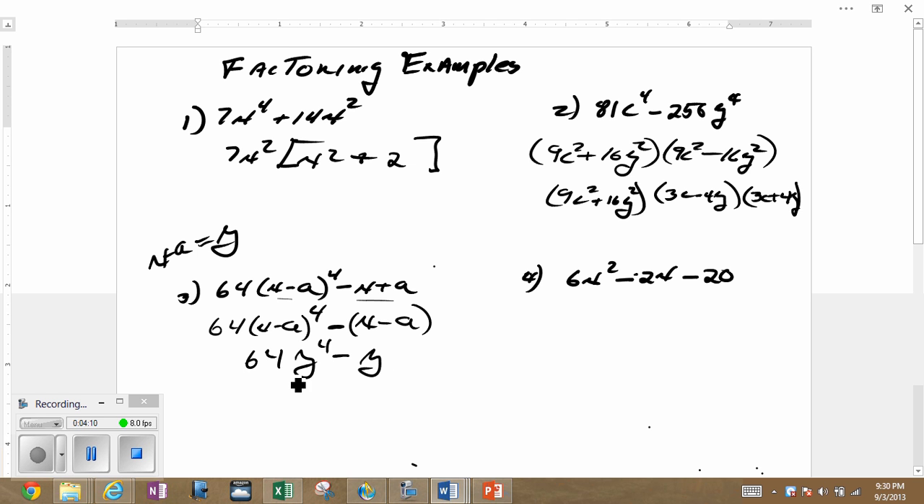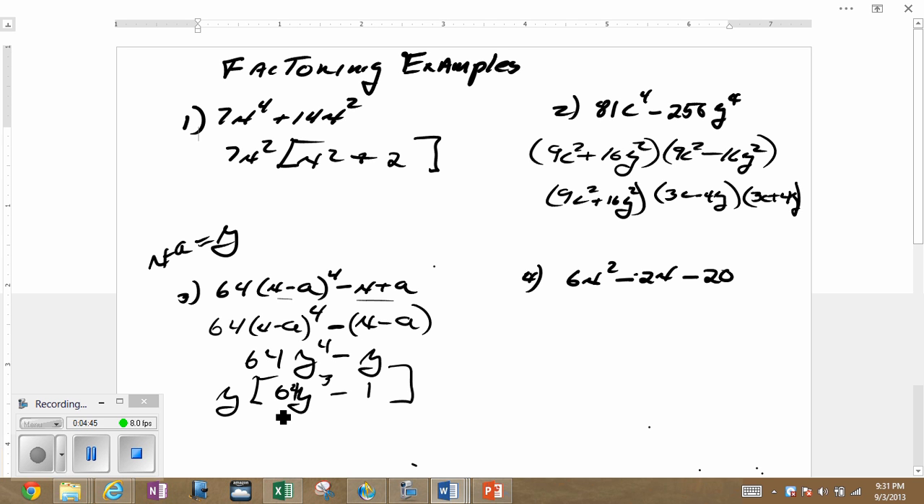Well, now we identify a common factor. If you identified it up here, fine. Didn't have to do the substitution. We pull out the y as a common factor. We got 64y cubed minus 1. No, you're not finished factoring. Not finished factoring. Why? Because this is a difference of cubes. Oh, 64 is 4 cubed.